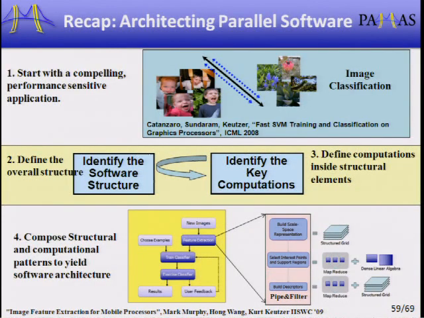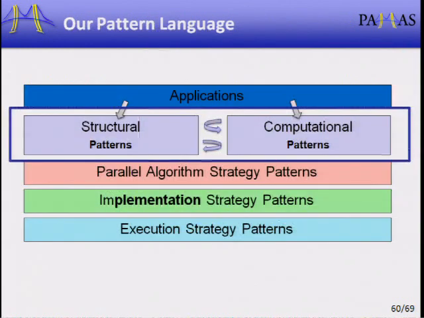Okay, so to summarize. When we want to architect parallel software, we start with a compelling performance-sensitive application. If speeding up isn't going to impress anybody, there's no reason to use parallelism. We get the top-level structure and computational elements, and then we go through this sequence to compose structural and computational patterns to yield a software architecture. Okay? And what I've described to you today is kind of the top of that process. This is what produces what we call the high-level software architecture.